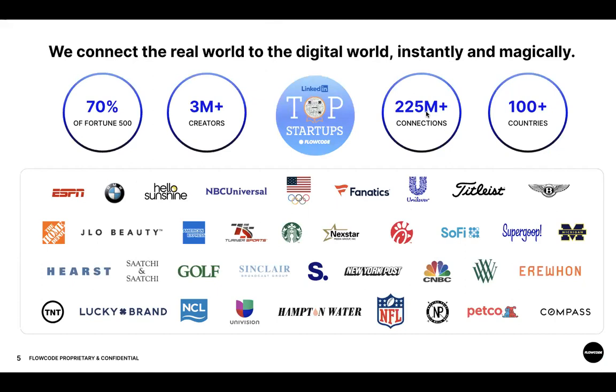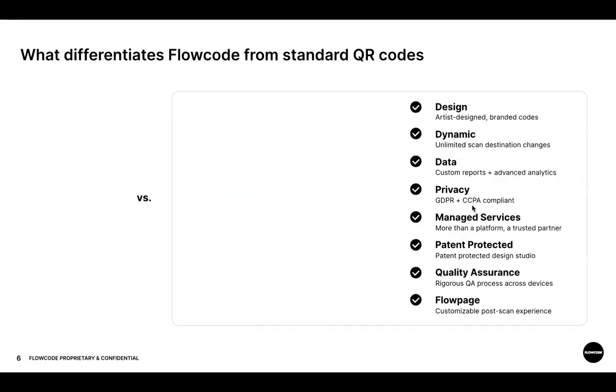So just kind of talking about our solution and Flowcode as a whole. Currently on our platform, we're proud to have 3 million plus creators with over 225 million connections in over 100 countries. And really, while we are a QR solution, that is truly the tip of the iceberg. Beneath that, we are a suite of services connecting the offline world to the online world, essentially creating real world digital connections instantly and magically.